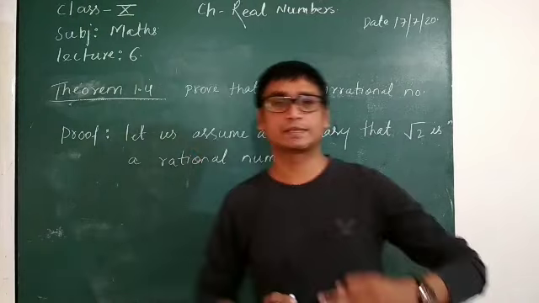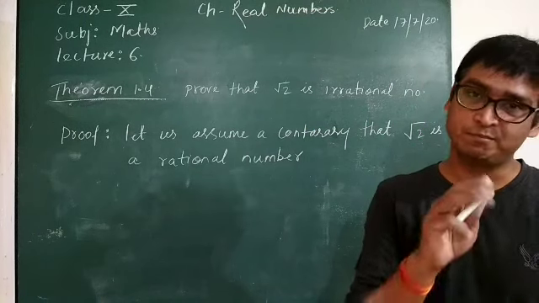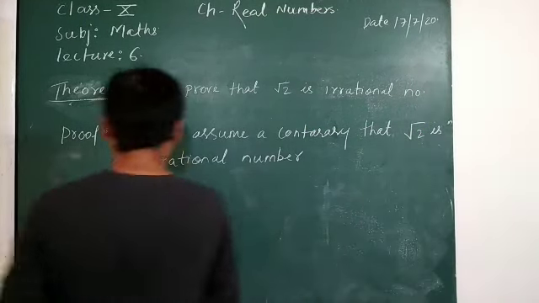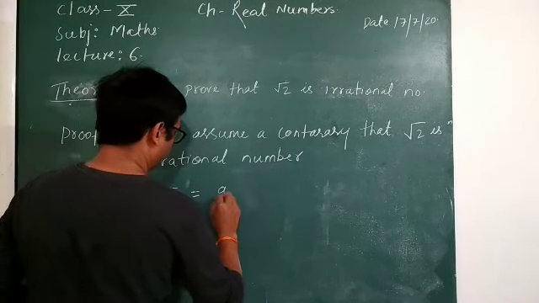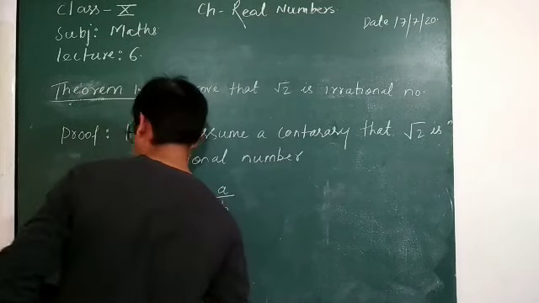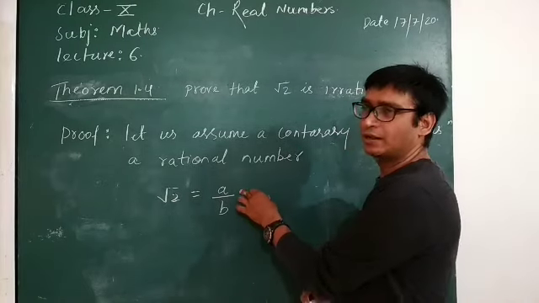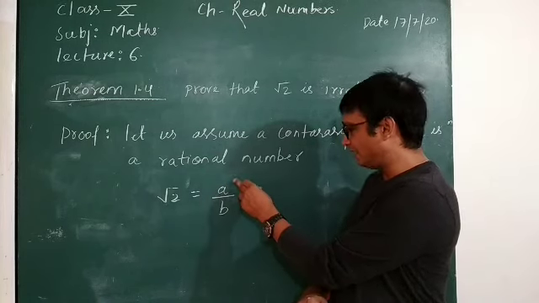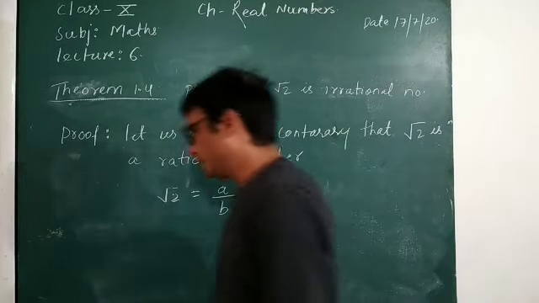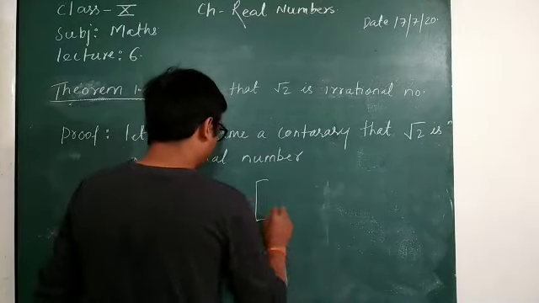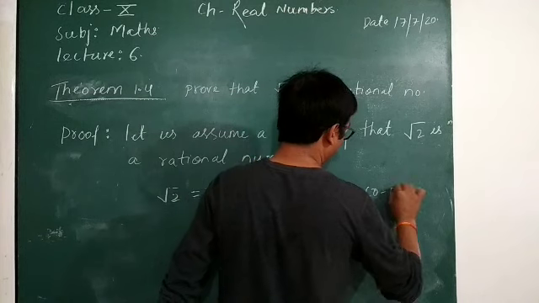Okay, suppose root 2 is a rational number. You know that a rational number can be written in the form P by Q, so let's say root 2 is equal to A by B. So we have taken that root 2 is a rational number that can be written in the form of P by Q, or we can take any numbers as A by B, where A and B are co-primes.